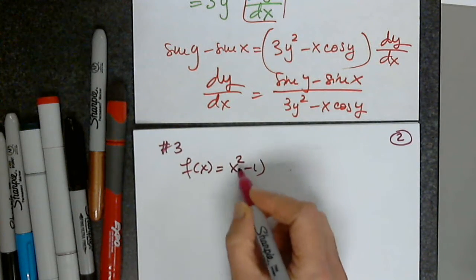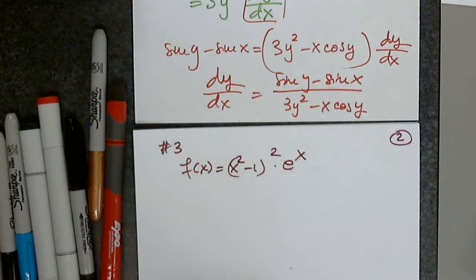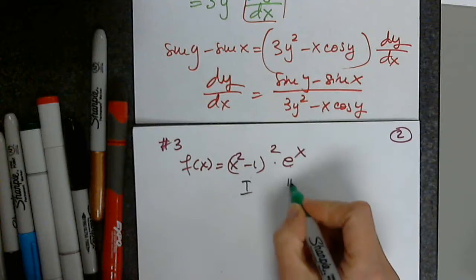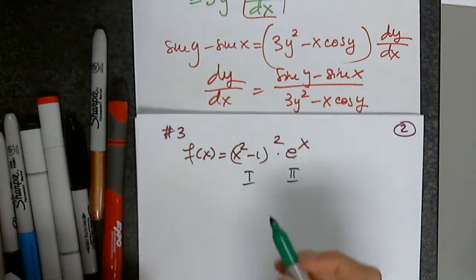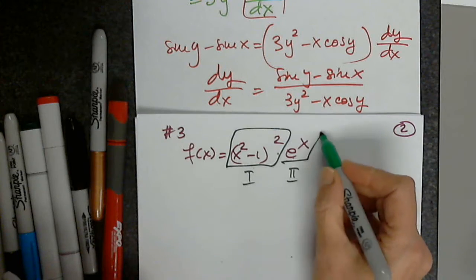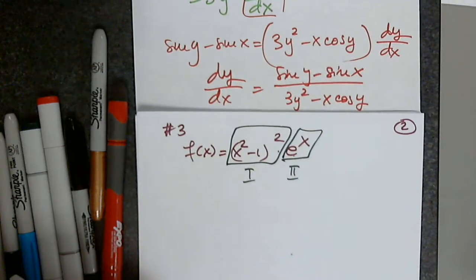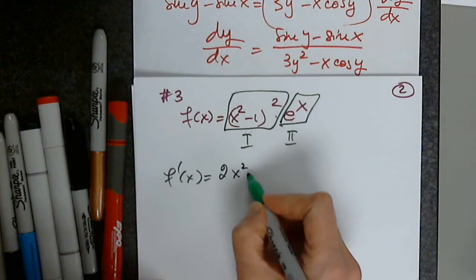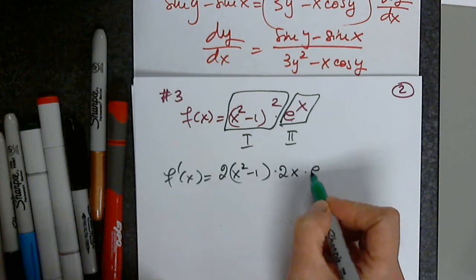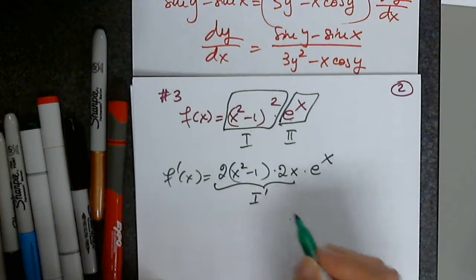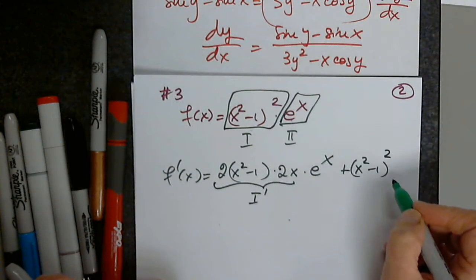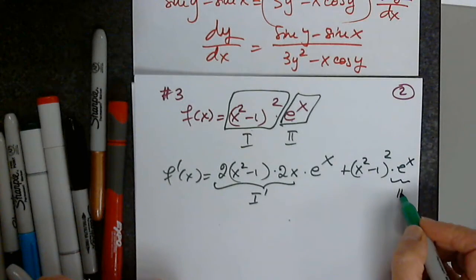So we have f of x equals (x squared minus 1) squared times e to the x. So here, if you did not recognize and you did not use the product rule, then I could not give much credit. So this is function 1, and this is function 2. So therefore, f prime of x equals 2(x squared minus 1) times 2x times e to the x. This is just 1 prime, plus (x squared minus 1) squared times e to the x. So this is 2 prime.